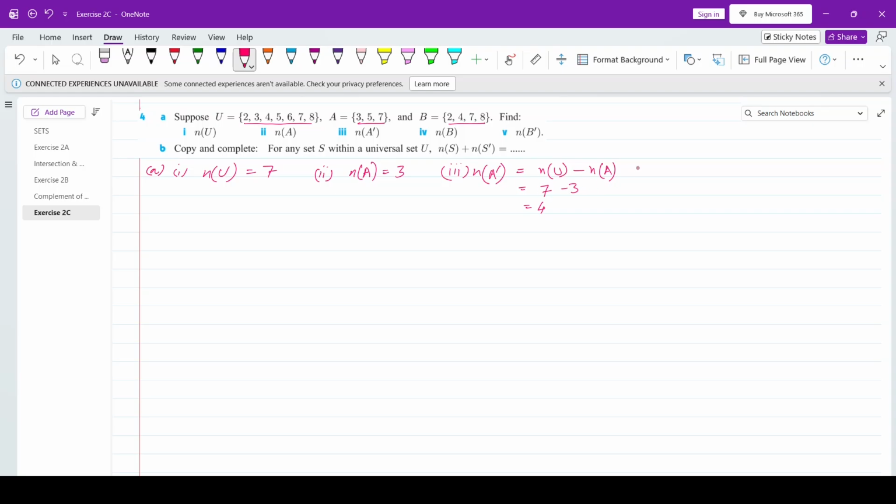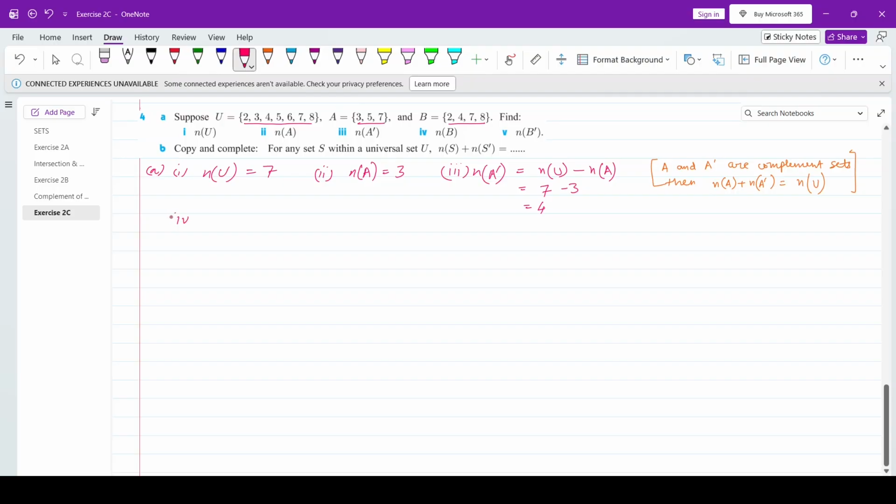So where have we got this formula from? This formula, we know when A and A prime are complement sets, then number of elements in A plus number of elements in A prime is equal to number of elements in universal set.